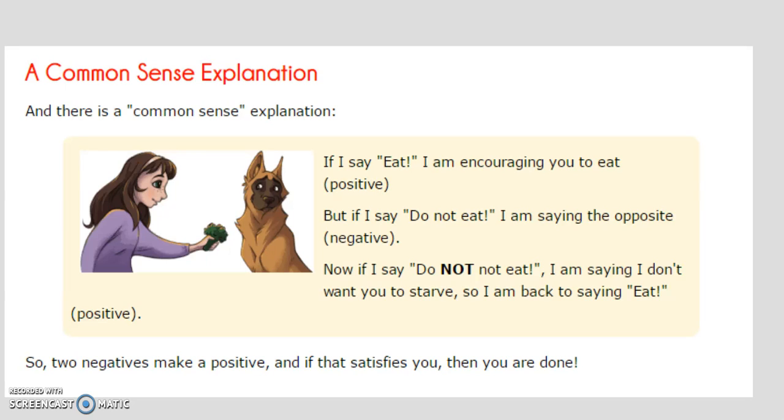Another thing I commonly hear in my classroom is I wasn't doing nothing. Well, if you weren't doing nothing, then you had to have been doing something. So that double negative applies not only in English, but also in math. A double negative makes a positive.